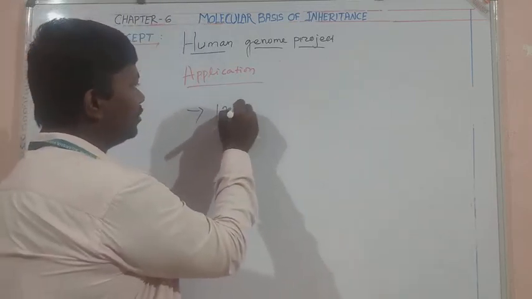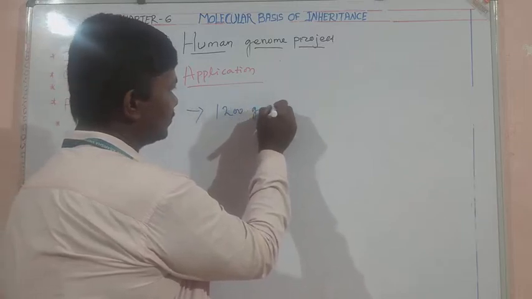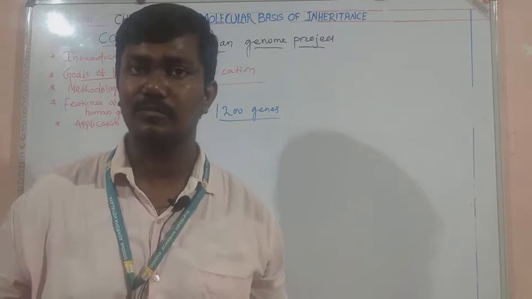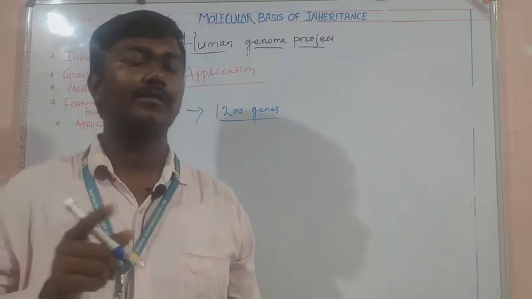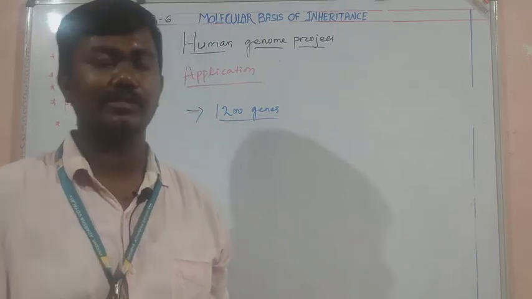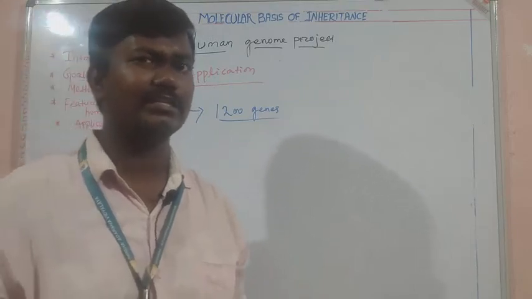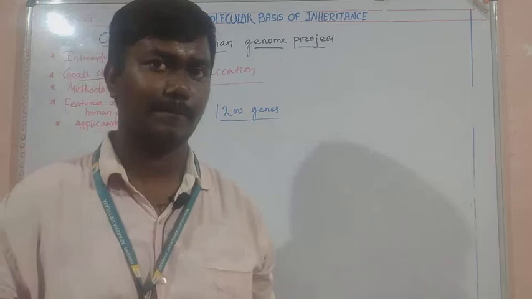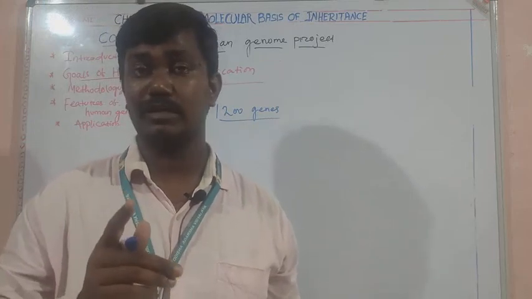Remember, more than 1200 genes are responsible for common diseases, like cardiovascular disease, endocrine diseases like diabetes, and neural disorders. And most important is cancer.